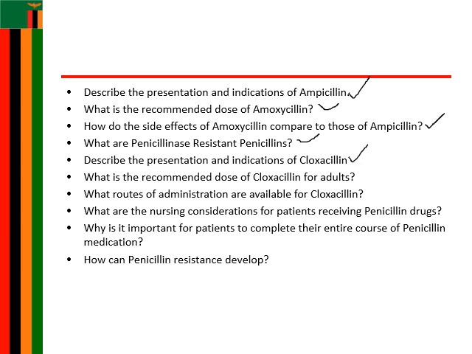What is the recommended dose of Cloxacillin for adults? The recommended dose for adults is 250 milligrams through the mouth every 6 hours.